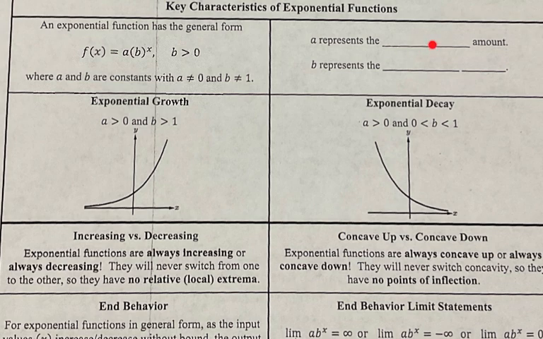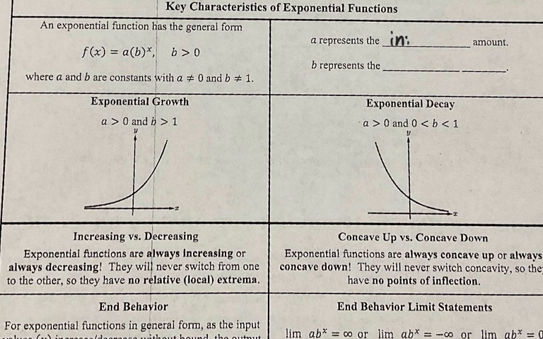So I don't know what's supposed to go in these. I'm going to give you my best guess, okay? And then we'll look it up. I think A represents the initial amount, is the word I would use there.